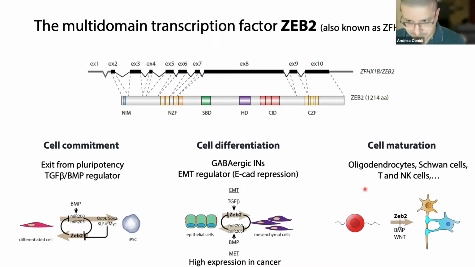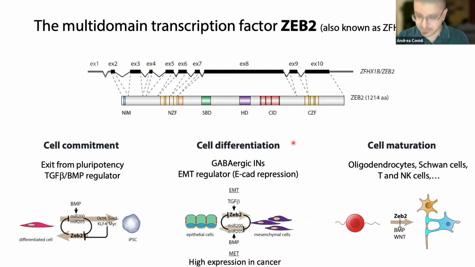And also we know that ZEB2 is important for the maturation of a cell. So when a cell is already almost on the way to become a neuron or whatever, it still needs ZEB2 to be fully functional and mature. And this is true for neuronal cells, like oligodendrocytes and Schwann cells, but also for immune system cells, like T cells and NK cells. So we know that mice that lack ZEB2 or have low levels of ZEB2 also have defects in maturation of T and NK cells.